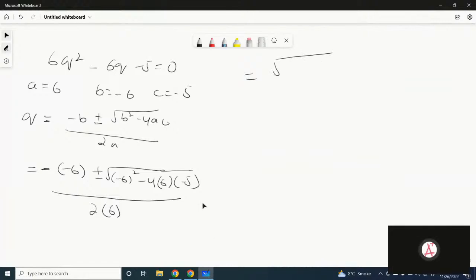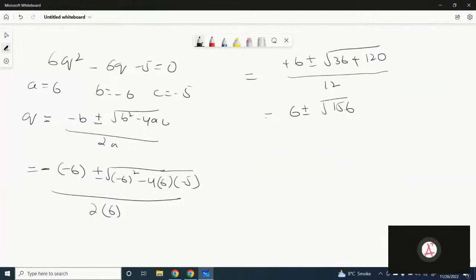Sorry, it would be positive 6 plus minus square root 6 times 6 is 36, minus minus 5 times 6 is 30, and 30 times 4 is 120. Got it? And 2 times 6 is 12. So it would be 6 plus minus square root of 120 plus 36, which is 156. So calculate the square root of 156 over 12.